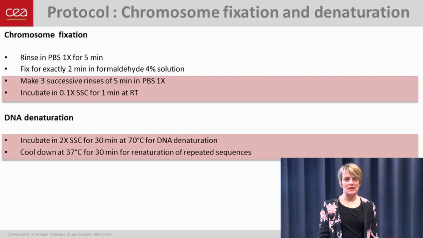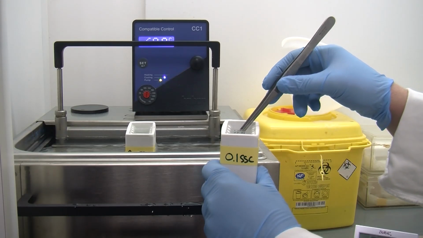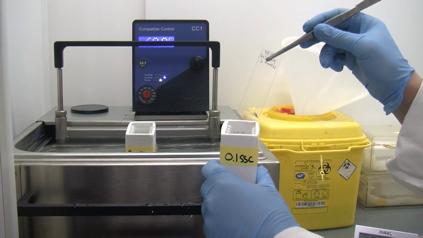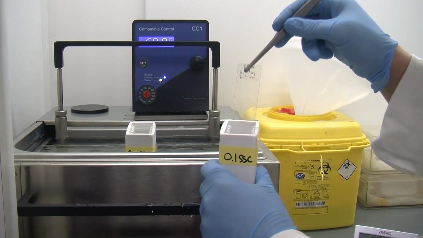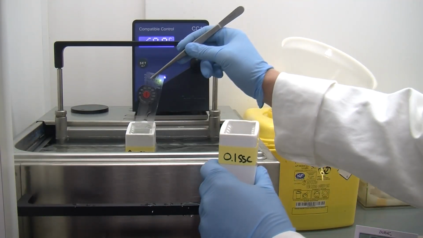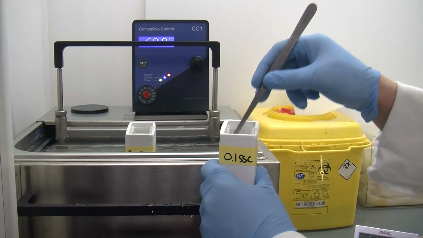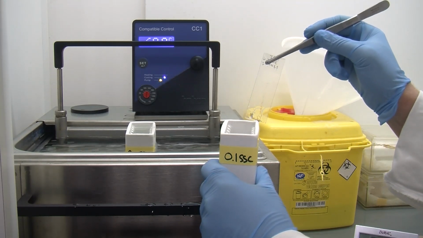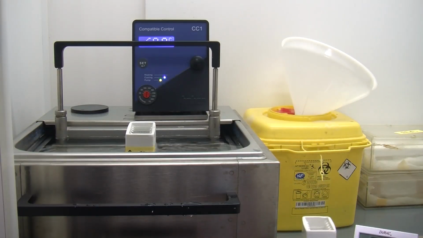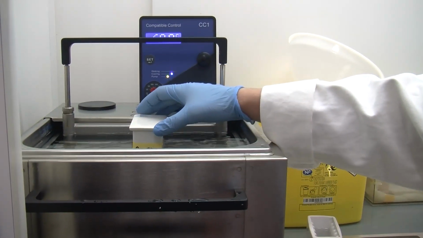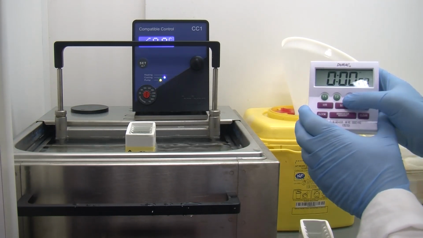After rinsing in PBS, the slides are transferred in 0.1 SSC at room temperature. The next step is the DNA denaturation. We first transfer the slides from 0.1 SSC to 2x SSC solution preheated at 70 degrees in a water bath. We incubate for 30 minutes.